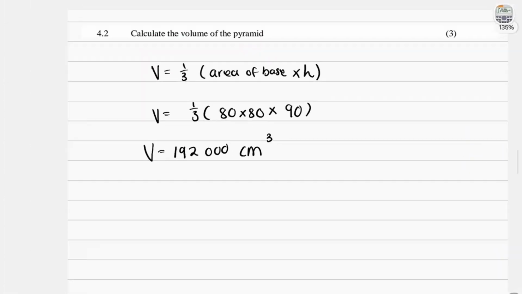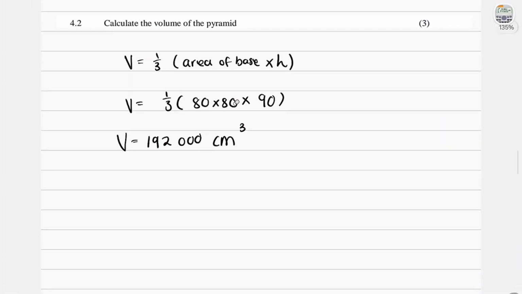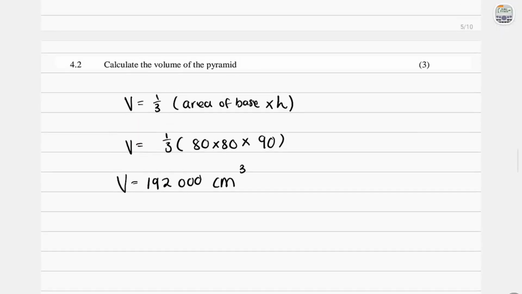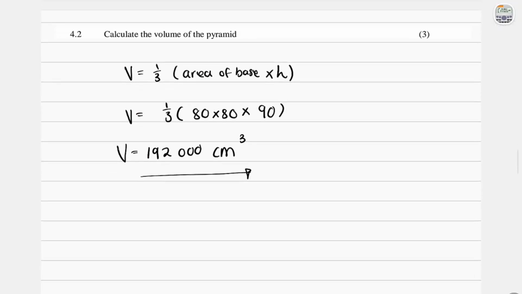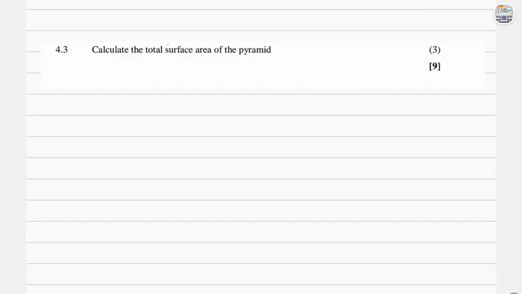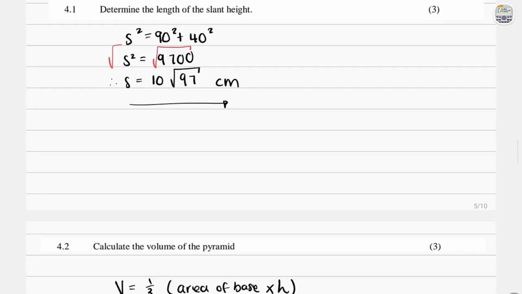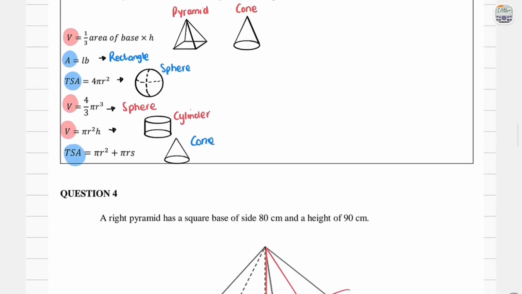Because we are working with volume, you multiplied 3 centimeters together. So there we go, and that is our answer. Moving on to the next question. And then the last question for question 4 says, calculate the total surface area of the pyramid. Okay, so how do we find the total surface area?